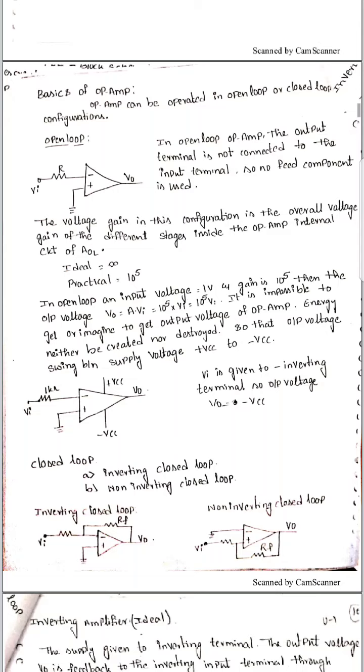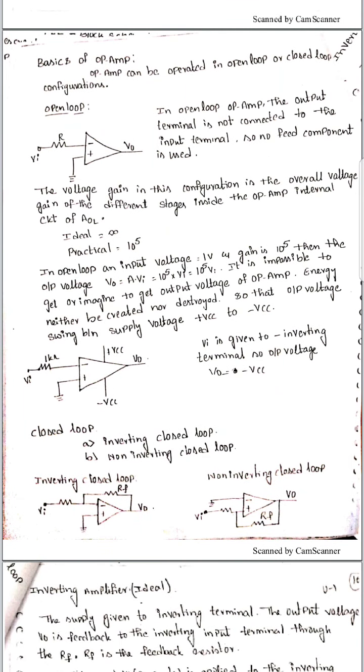We are giving the input voltage Vi to the inverting terminal. In open loop op amp, the output terminal is not connected to the input terminal, so no feedback component is used. That is called the open loop system. The voltage gain in this configuration is the overall voltage gain of the different stages inside the op amp internal circuits, the open loop voltage gain.